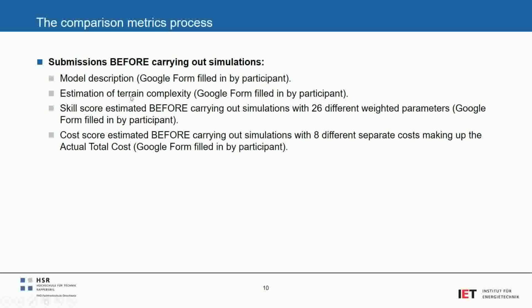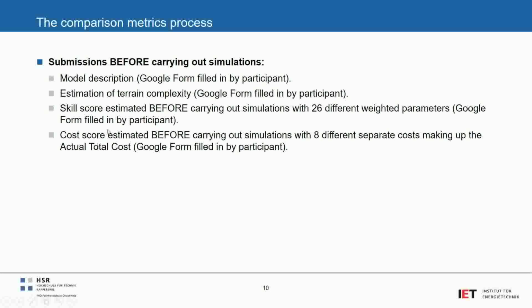and we're going to try to translate that into a metric for terrain complexity. Then you go through a separate Google form where you're estimating the skill score, and there are 26 different weighted parameters. Regarding your setup, you give a score to each, and these scores are then calculated by us into a skill score. And you do the same thing with the cost. There are 8 different costs, like the simulation time, but also the setup time, the post-processing time, the license costs, software costs and so on. And we've got this thing called the actual total cost.